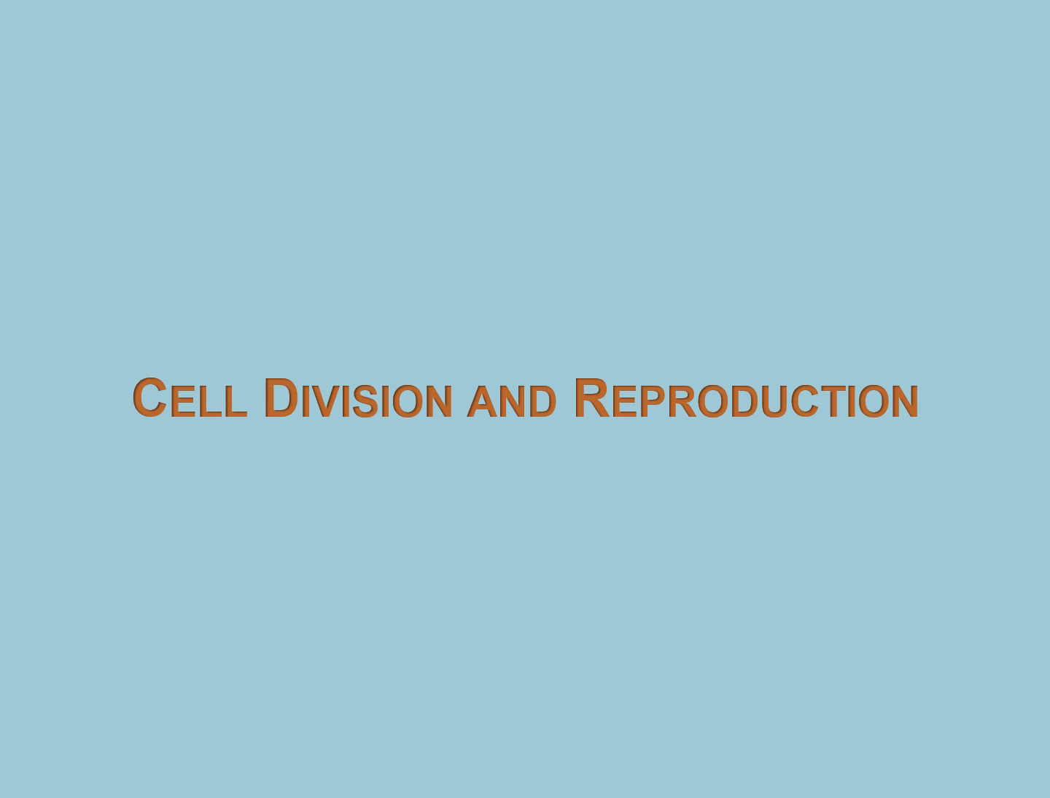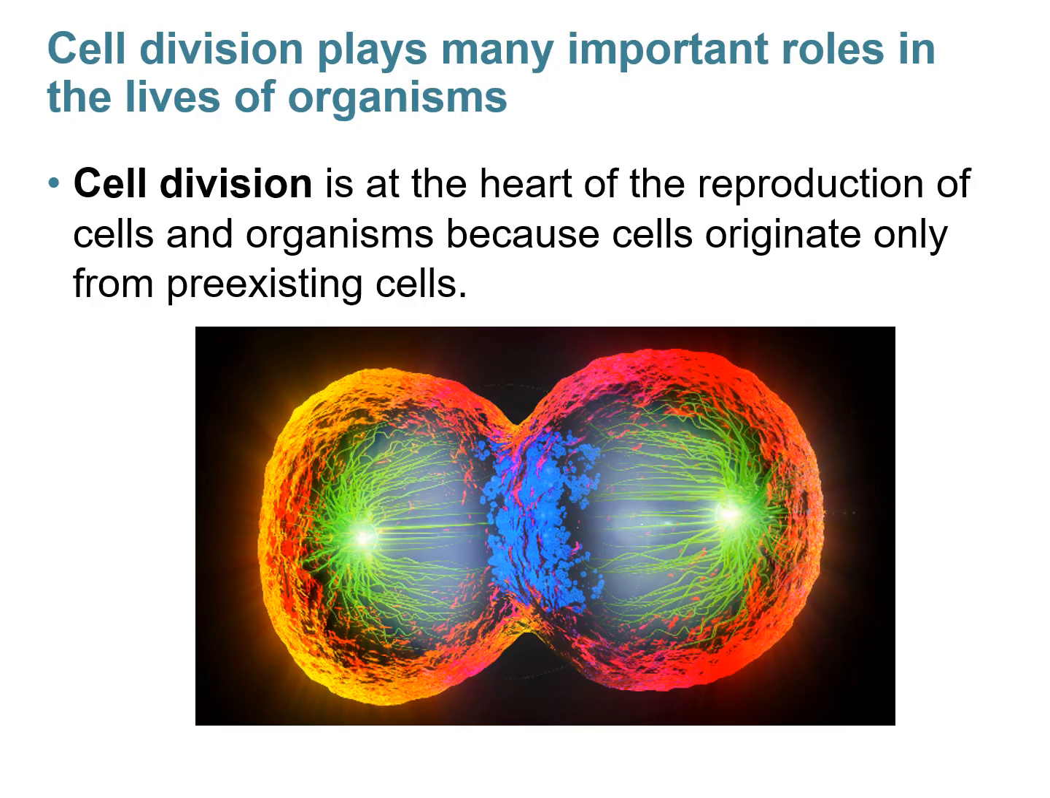First, we'll start with basic cell division. When we talk about cell division, we're thinking about how cells reproduce one another. This is the heart of all reproduction across all organisms and is the basis of cell theory, the idea that cells originate only from pre-existing cells.